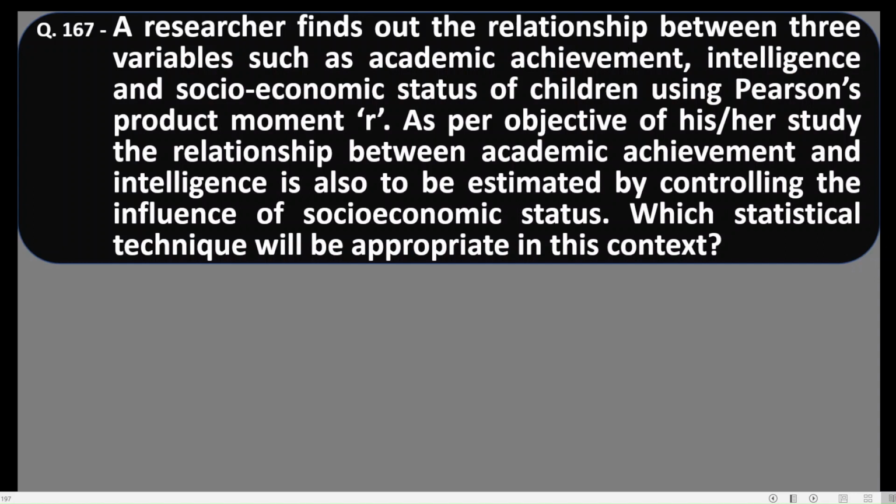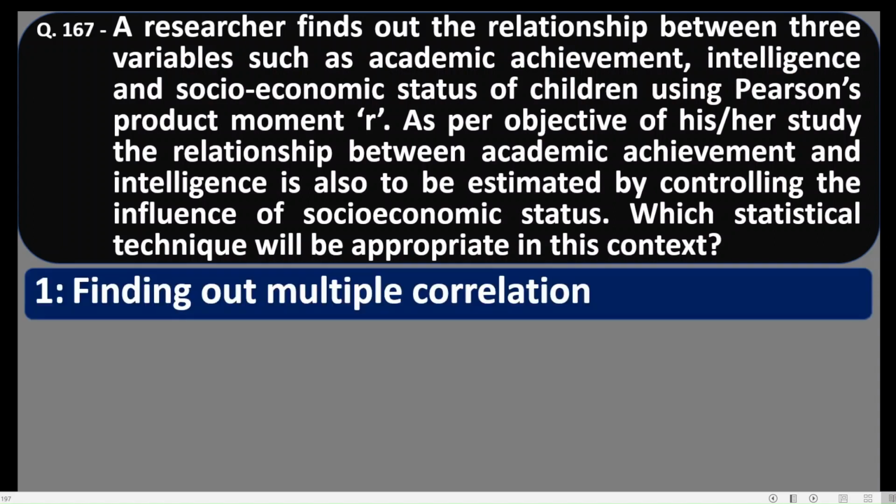Try to understand here: three variables are there, achievement, intelligence, and socio-economic status. And correlation among these three is found by using Pearson's product moment method. Now, the researcher wants to control the influence of socio-economic status and wants to find the relationship between academic achievement and intelligence. Then which method does he have to apply? Let us see. What should he do?